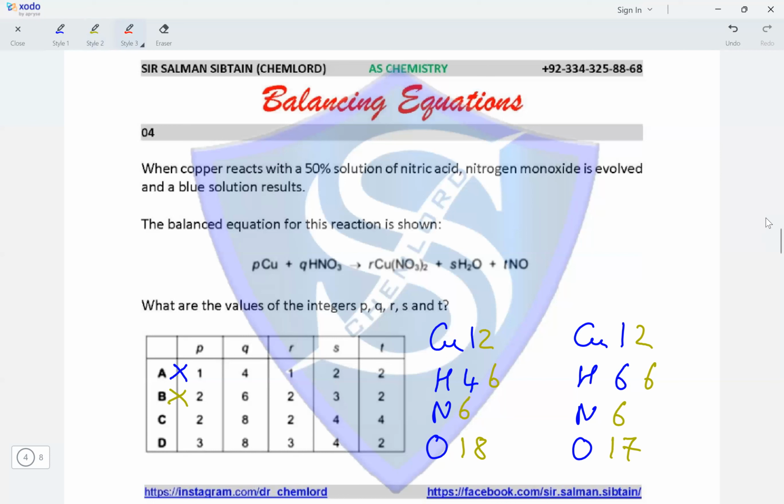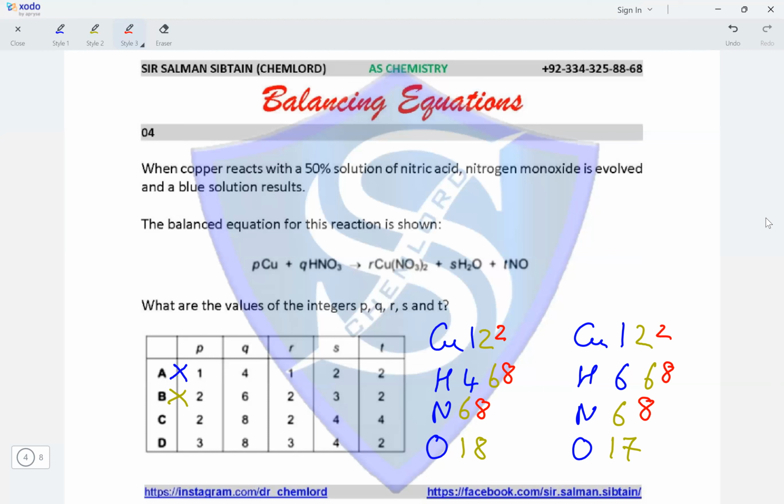For option C, we've got a value of copper to be 2, and R is also 2, so copper is 2 on the right as well. Copper is balanced. For hydrogen, we've got a value of 8 for the left side of the equation, and for the right side of the equation, the value of S is 4, so 4 times 2 is 8. So hydrogen is balanced here as well. For nitrogen, we've got a value of 8 on the left, and on the right, we've got a value of 2 for R, so that makes 2 times 4, 4 nitrogen with respect to R, and T is also 4, so that makes it 8 as well. So nitrogen is also consistent on each side.